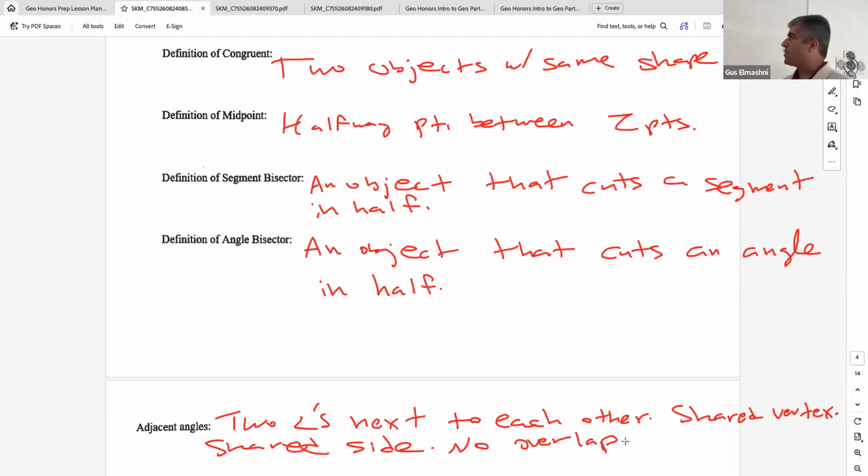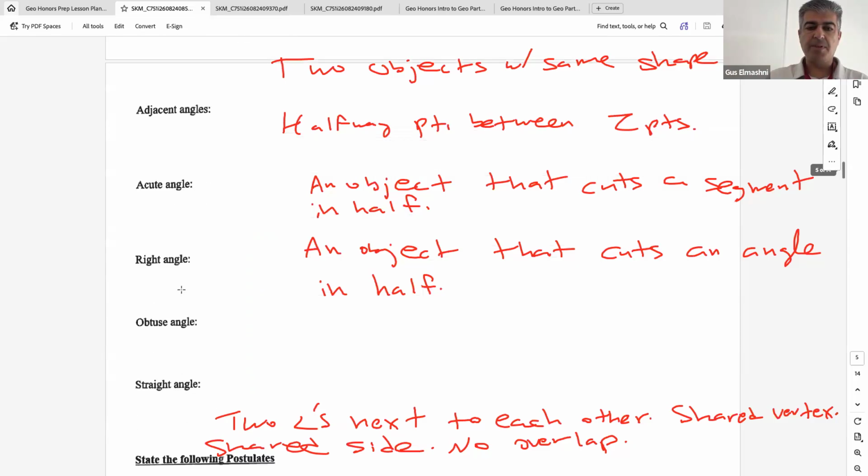Definition of congruent: two objects the same shape and size. Hopefully you guys are okay with that. Definition of midpoint: halfway between two points. An object that can cut a segment in half is the definition of segment bisector. Angle bisector cuts an angle in half. When I say an object, it could be a ray, line, or segment itself. Adjacent angles are two angles next to each other. They share the vertex, they share a side, there's no overlap. So hopefully we're okay with that.